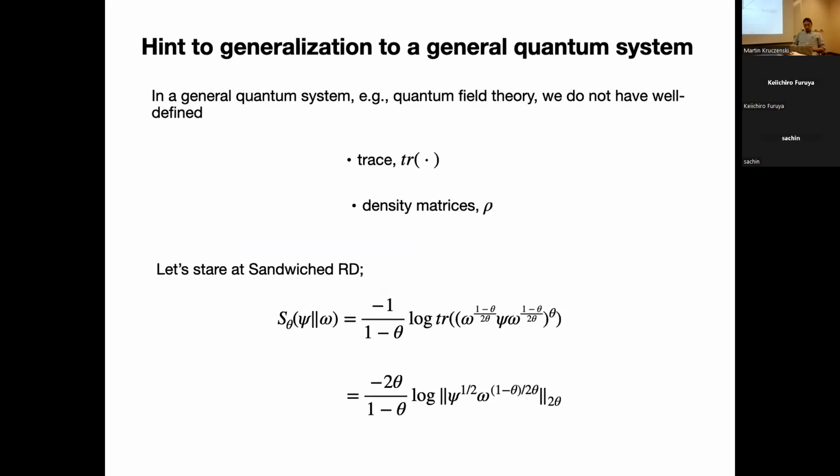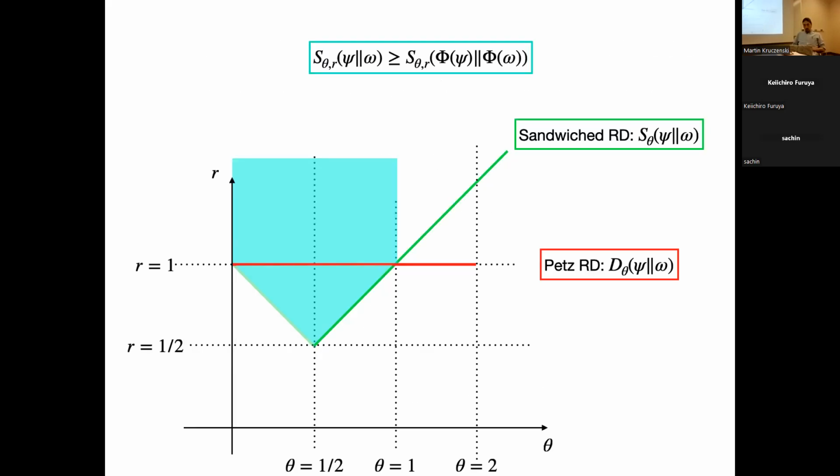Okay, so this was a review. So far, we know the most generalized Rényi divergences. Any questions?